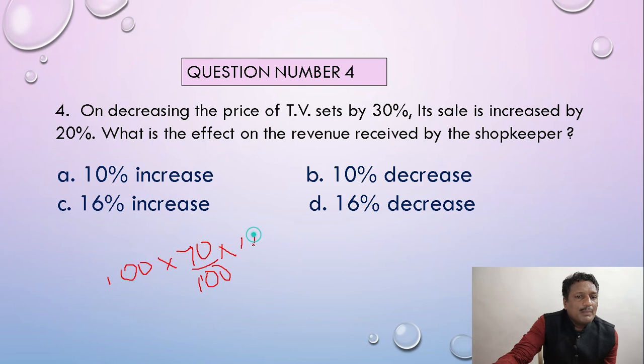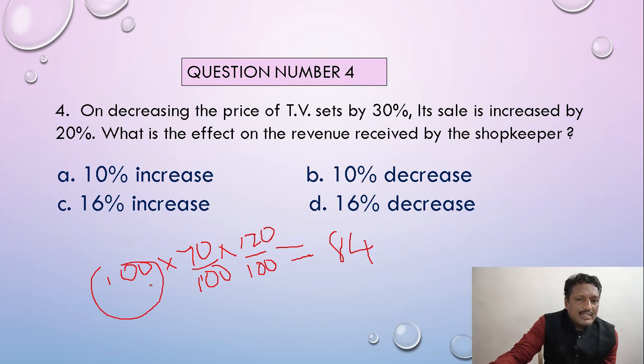So the 120 by 100. So here in the numerator 1, 2, 3, 4 zeros. Okay. Denominator also 4 zeros. 4 zeros, 4 zeros get cancelled. 12 sevens are 84. That is equal to 84. Okay. Now see the answer. The original value is 100. So the final answer is 84.